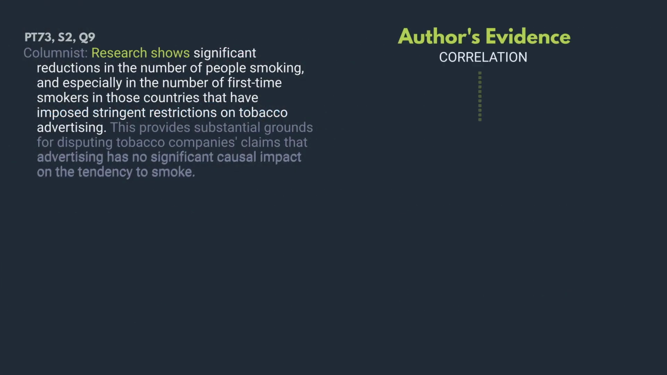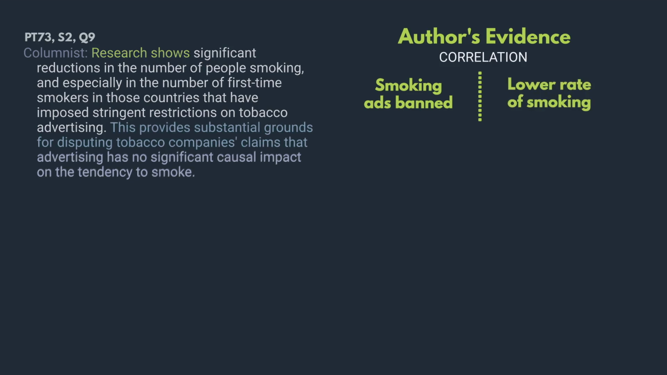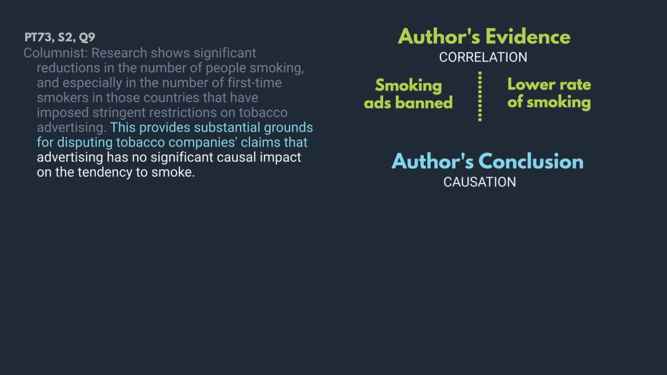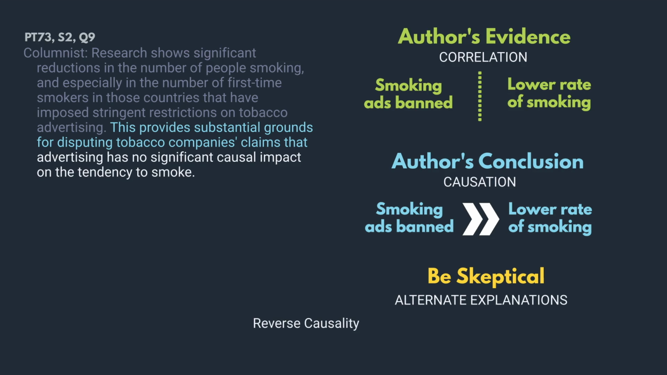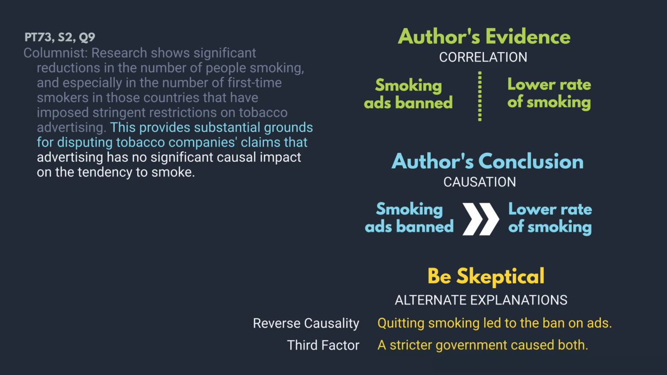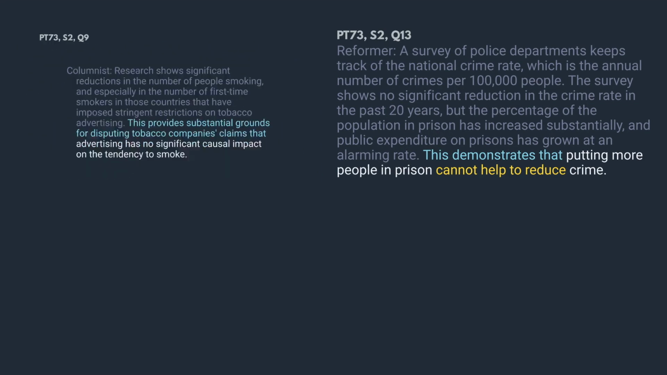So here the author's evidence was a correlation. In countries where smoking ads are banned, they've seen reductions in rates of smoking. And then her conclusion interprets that as causal. She thinks that the limitations on smoking ads cause the lower rate of smoking. We need to be skeptical by thinking of alternate explanations, and so we would think to ourselves, well, could it be reverse causality? Could it be that quitting smoking led them to ban ads? Or that there's some third factor, like a really strict government that is banning ads and forbidding smoking?